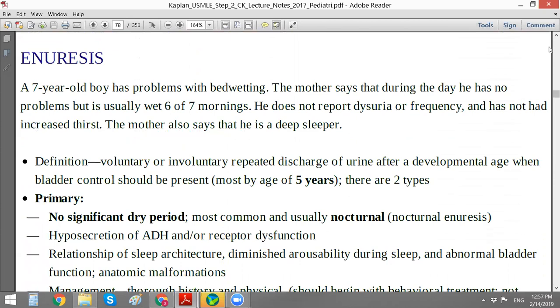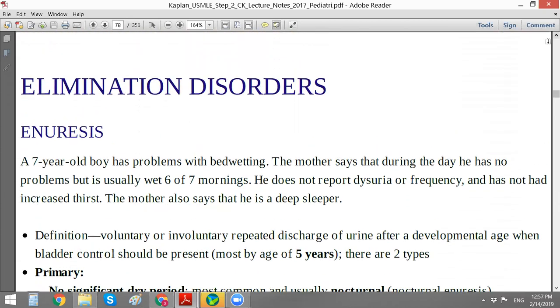Elimination disorders. A 7-year-old boy has problems with bedwetting. Mother says that during the day he has no problem, but he is usually wet 6 or 7 mornings. He does not report dysuria or frequency and has not had increased thirst. Mother also says that he is a deep sleeper, and he's 7 years old.